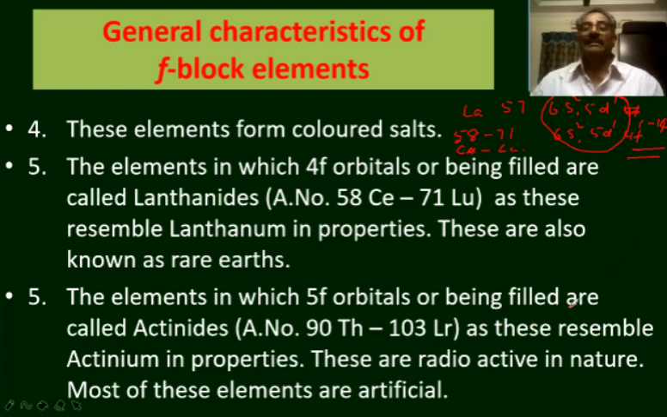As all these elements from atomic numbers 58 to 71 resemble lanthanum in properties, they are said to be the lanthanides. The lanthanides are also known as rare earths, as these elements exist in nature in very small quantities. They are sparingly available in nature. They are present in the Earth's crust in small quantities, so they are called the rare earths.